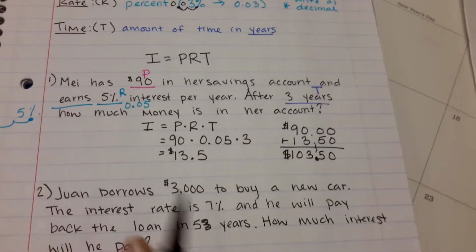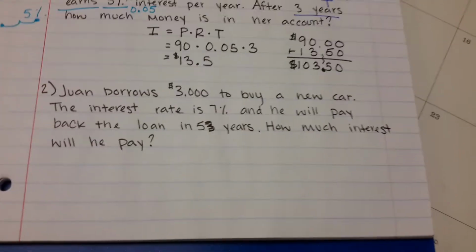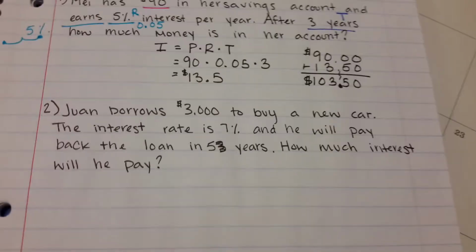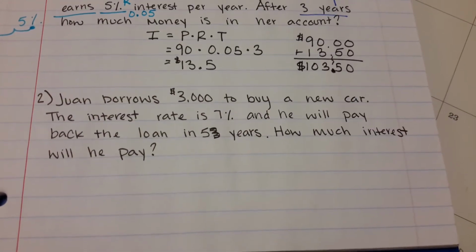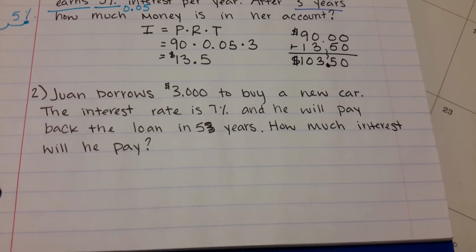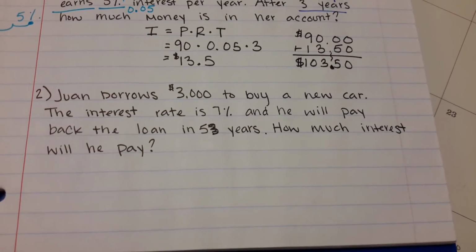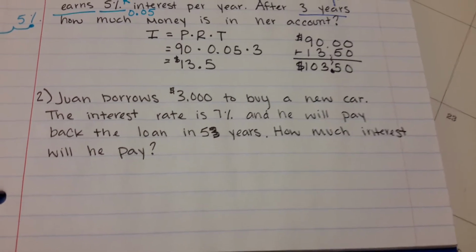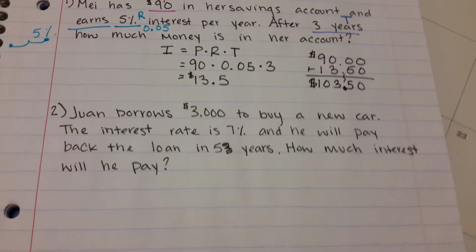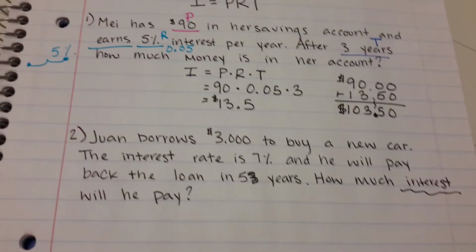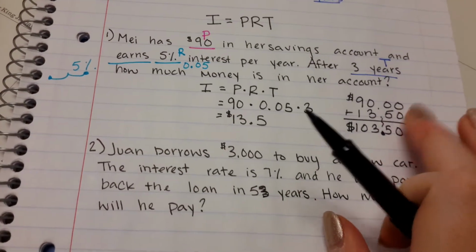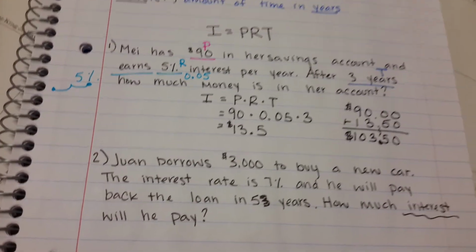We have only one more example, and then you can practice. Juan borrows $3,000 to buy a new car. The interest rate is 7%, and he will pay back the loan in 5 years. How much interest will he pay? So this one's a little different. It's asking us for how much interest he'll pay. So this problem, we won't have to do that last step of adding things together.